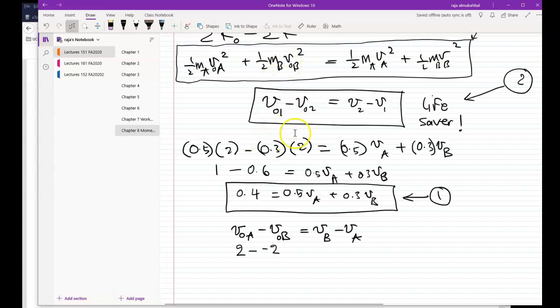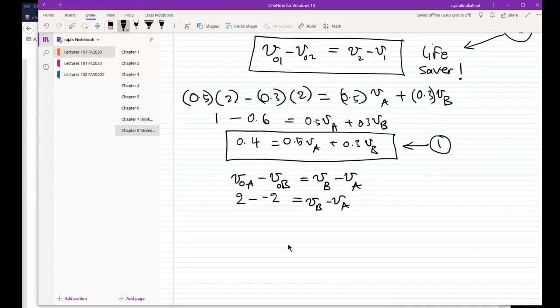Remember, V naught B is also 2, which equals VB minus VA. I know nothing about those two. This is the one I'm trying to find, so I'm not going to impose anything on it. And that gives me what? 4 equals VB minus VA.